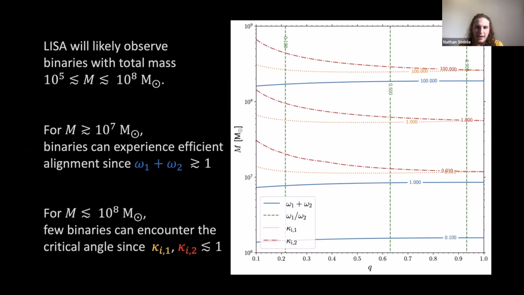These parameters omega and kappa are very nice because they depend on all the other free parameters of the system. And so we can use omega and kappa as proxies for how the spin orientations will evolve as a function of the more physical parameters like the total mass, the mass ratio, and the spin magnitudes.